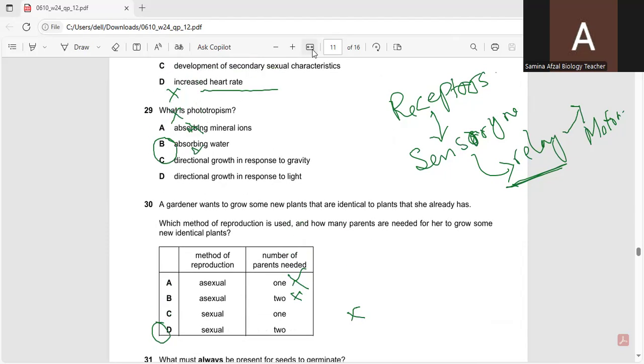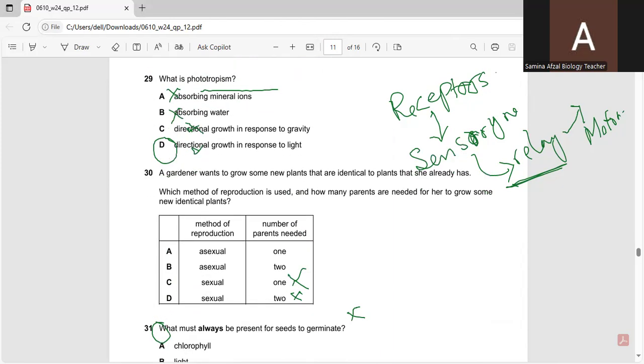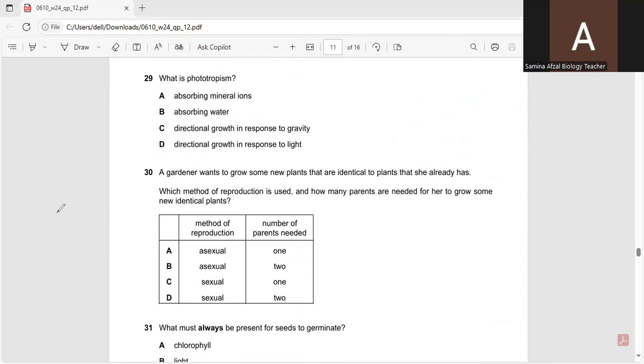Question number 29. So question number 29 is, what is phototropism? Photo, light. Tropism, the movement towards the light. So absorbing mineral ions. This is absorbing water. This is something else. This is the process of absorption. So A and B are not the correct option.